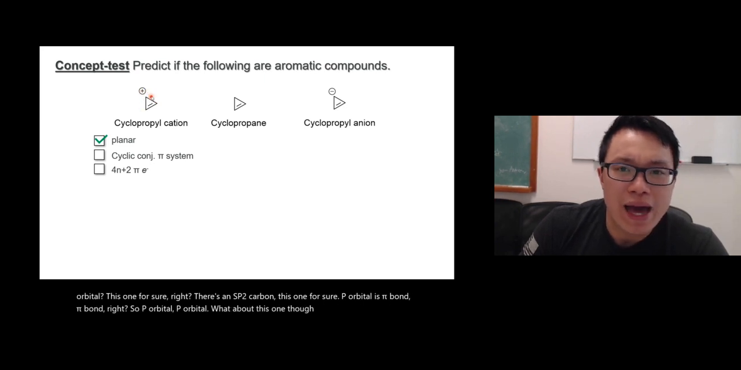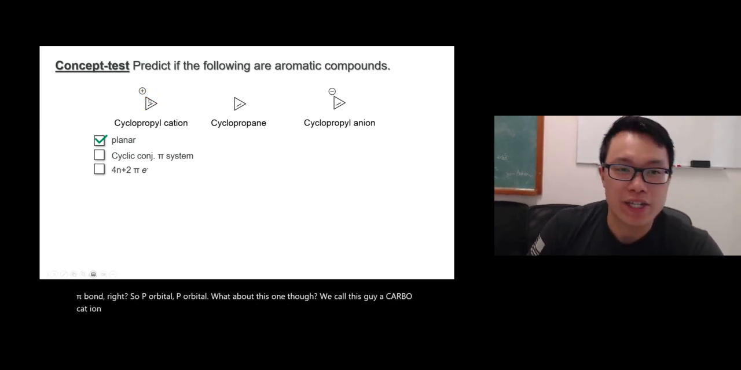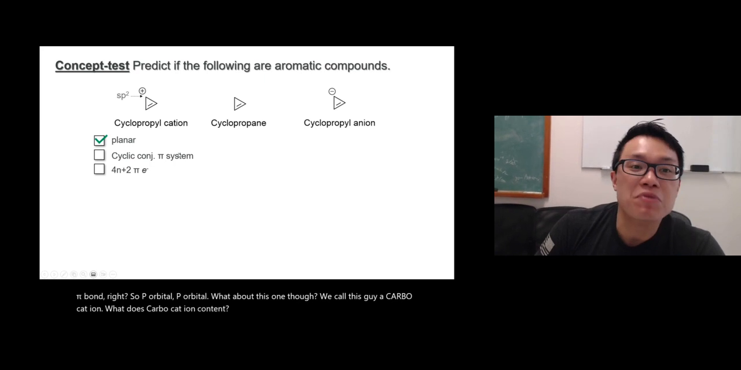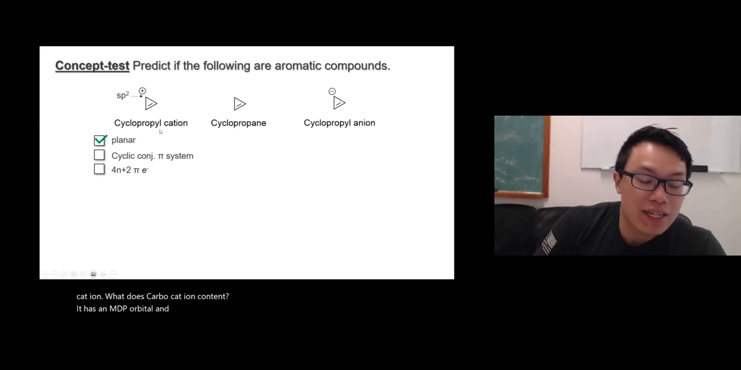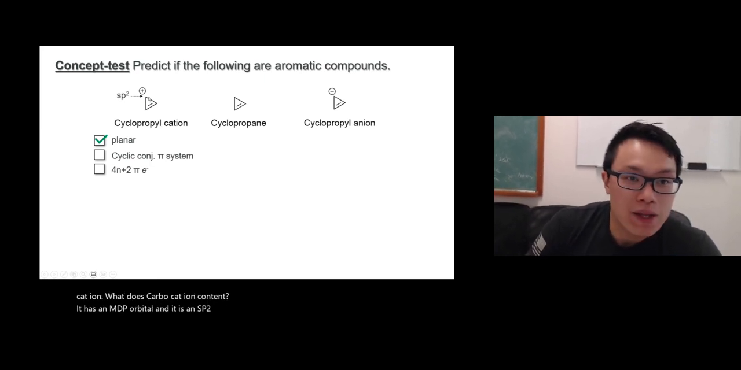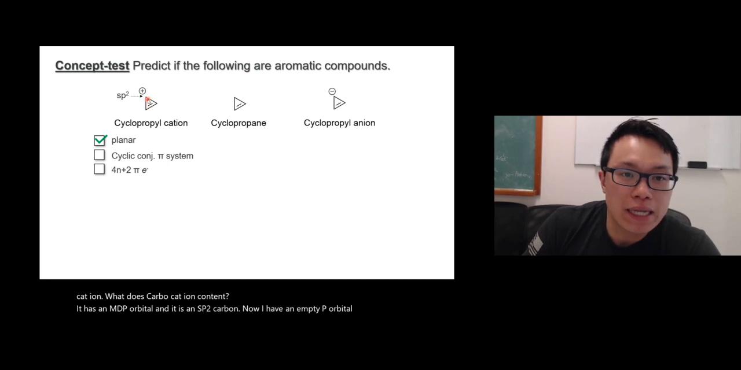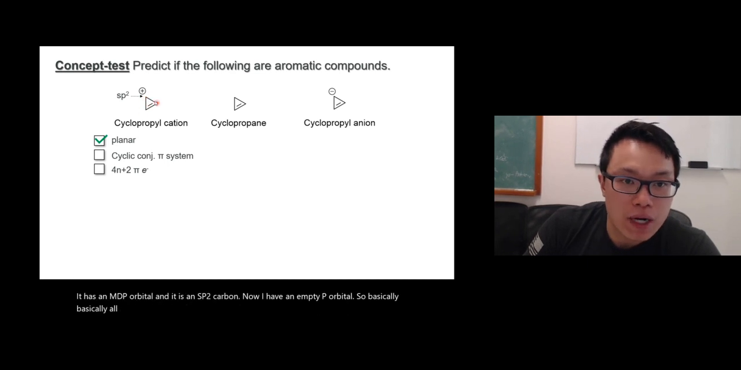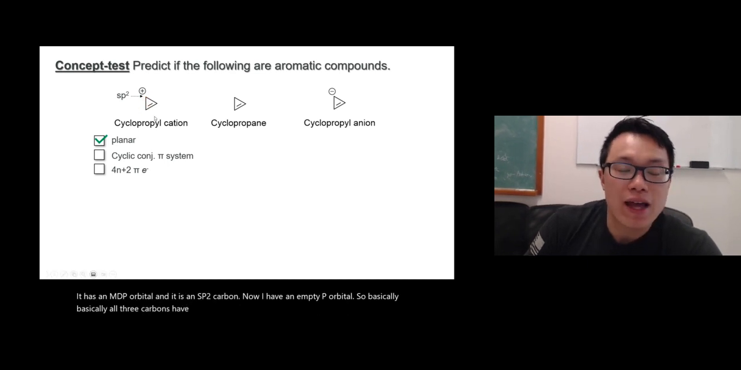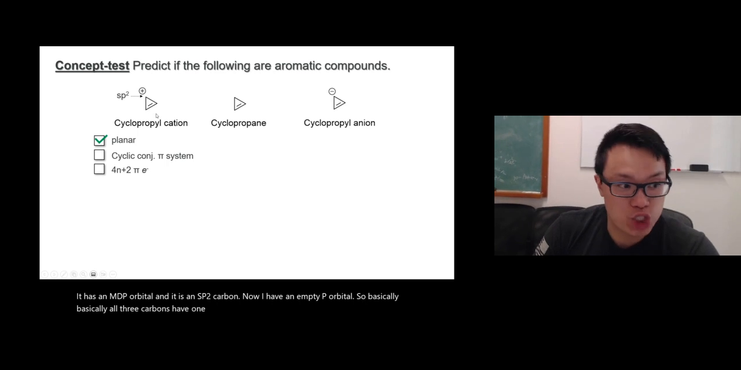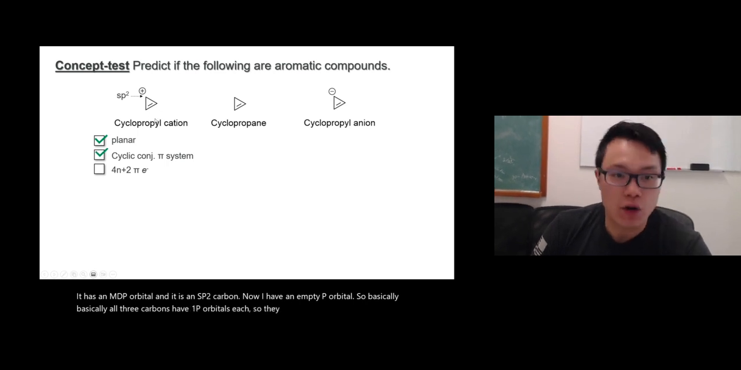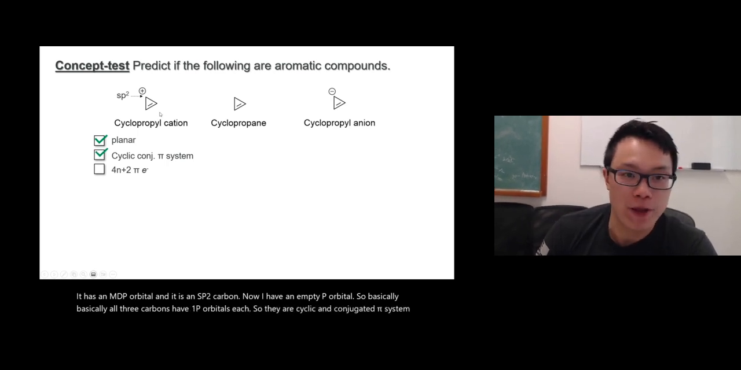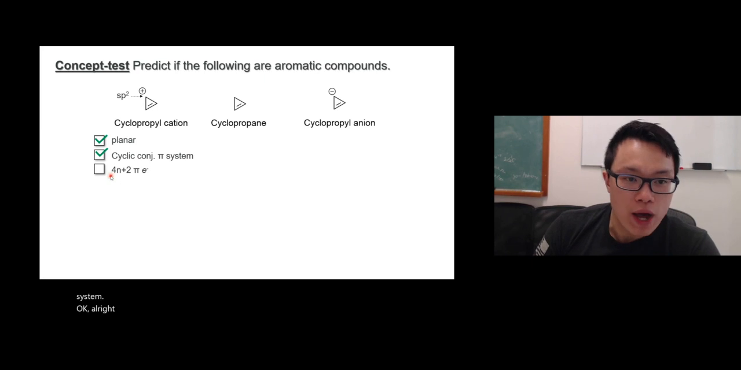We call this a carbocation. What does a carbocation contain? It has an empty p orbital. It is an sp2 carbon, right? It has an empty p orbital. So basically, all three carbons have p orbitals each. So they are a cyclic, conjugated pi system. Now the next one, 4n+2.